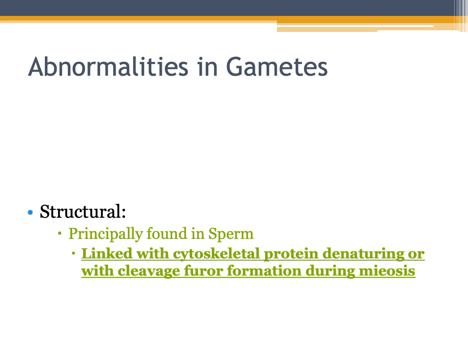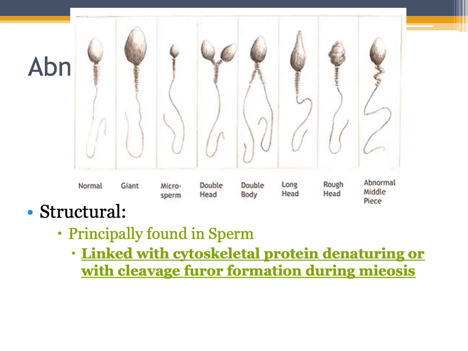Structurally, we're principally going to be seeing these within the sperm, and these are linked to cytoskeletal protein denaturing and changes within the cleavage furrow during the meiotic process, in which we will have distinct types of sperm that are abnormal. And once the sperm becomes abnormal in terms of its structure, its ability to become motile and move diminishes, leading to its reduced viability. And it's one of the reasons why we see more issues in terms of gamete functions within the sperm as it relates to structure.